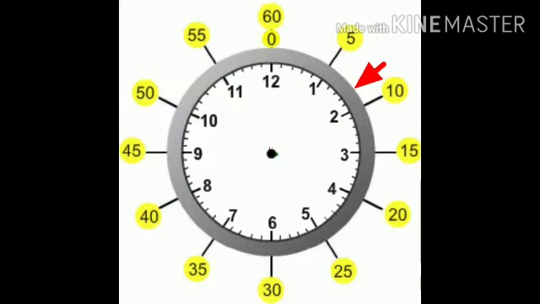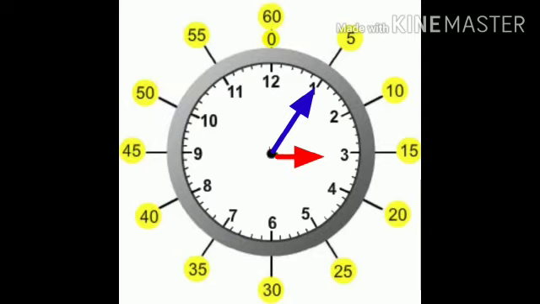Each big division has 5 small divisions and each small division stands for 1 minute. There are 12 into 5 is equal to 60 small divisions, or we can say that 1 hour is equal to 60 minutes. Now students, we will see how to read the time from a clock.